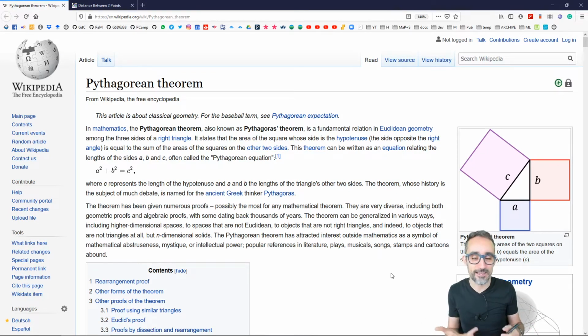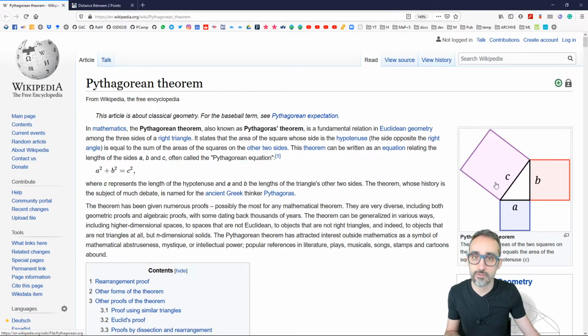But this is a principle that explains that for any triangle in two-dimensional space or three-dimensional space, if one of the angles is square, so one of these angles is 90 degrees, then the relation between the lengths of the three sides of this triangle is equal to this formula that we have here. The square length of one of the short sides plus the square length of another one of the short sides equals the squared length of the longer side.